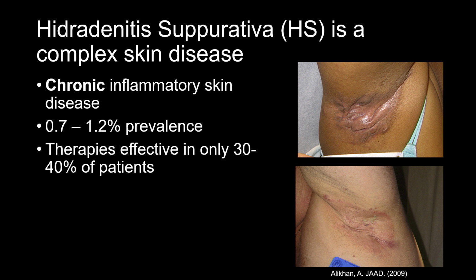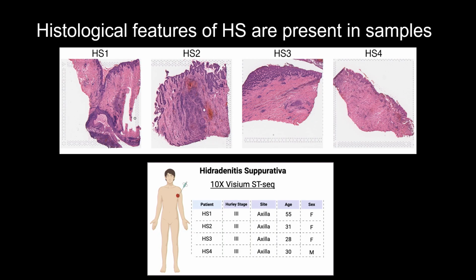Now, to perform our spatial transcriptomics, we sectioned HS samples from 4 different patients, and each of the 4 samples were Hurley stage 3 from the axilla and showed typical features of HS, such as epidermal hyperplasia, an inflammatory infiltrate, and fibrosis. Now, 1 sample contained a tunnel, and 2 of our samples contained inflamed follicular structures.